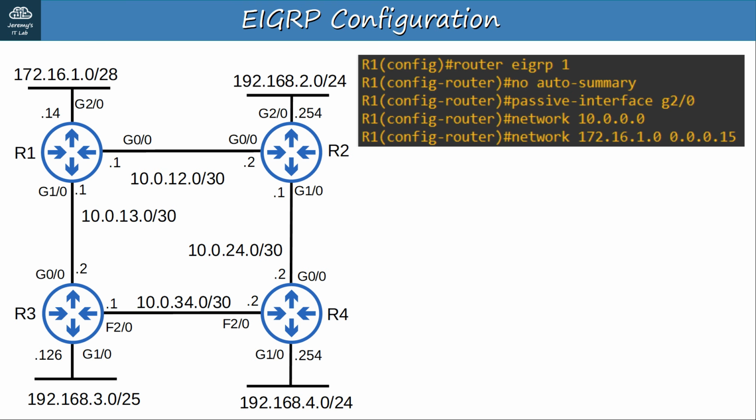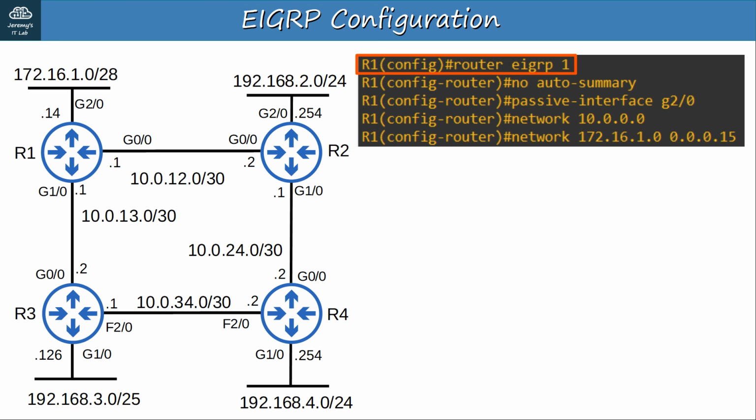Here's the same network as before. I've removed the RIP configurations, although you can have both RIP and EIGRP running at the same time. But that would just be a waste of resources on the routers, so usually there will just be one IGP running on a router. So enter EIGRP configuration mode with this command.